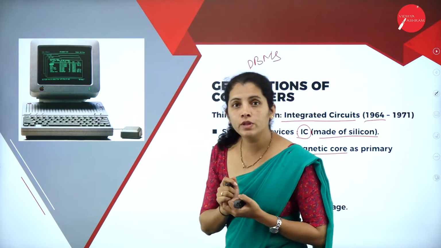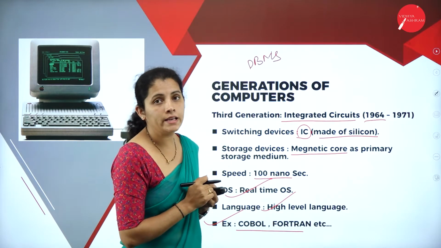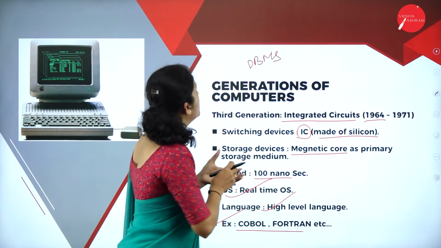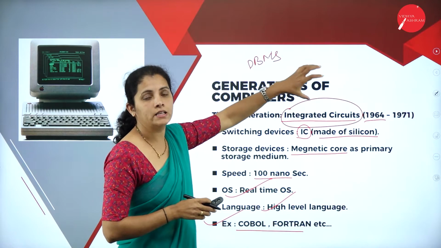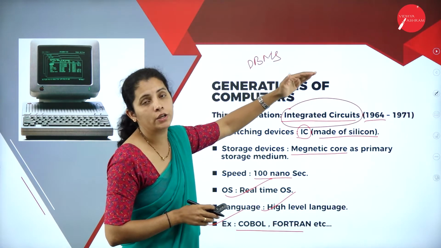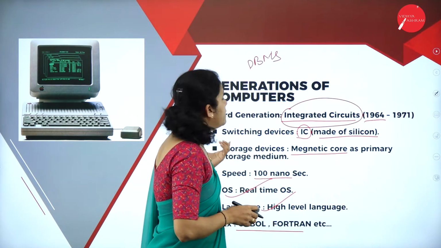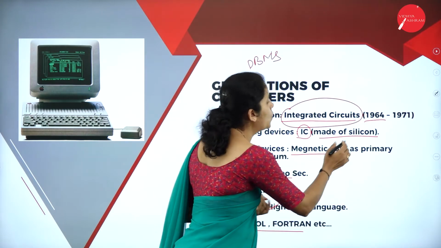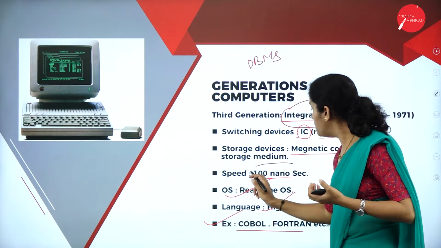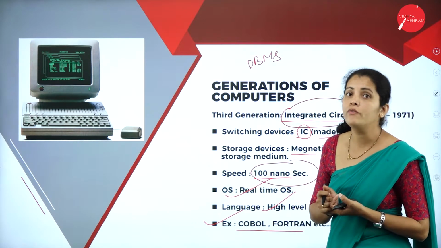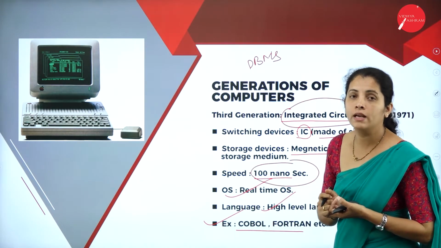Dear student, from the examination point of view, this is a very important question and it carries 5 marks. At the beginning, the technology they were using was the integrated circuit, and the integrated circuits are made using silicon. At the same time, they were using magnetic core as their primary storage device, the speed of the computers is measured in nanoseconds, and it supports only high-level programming language.